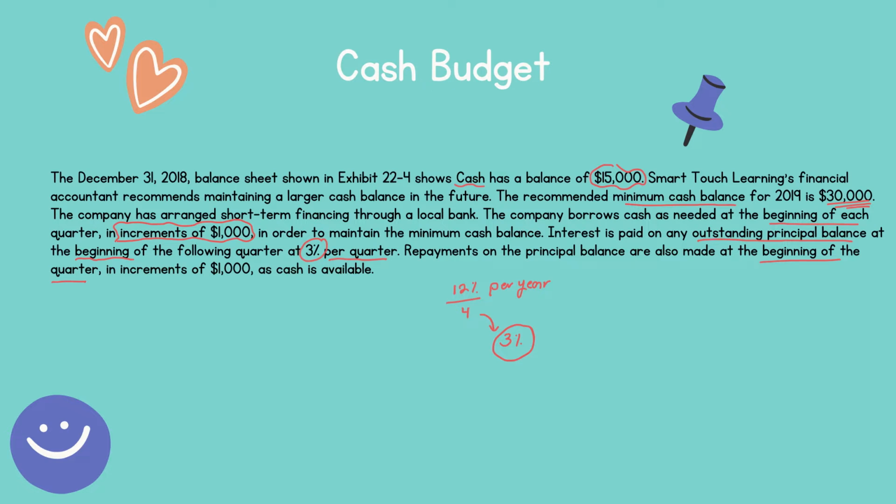Okay, repayments on the principal balance are also made at the beginning of the quarter in increments of 1,000 as cash is available. Okay, so if I need to repay my loan, I can also pay in 1,000 increments. So if I have, for example, I have excess of, let's say, 2,500 and I need to pay, let's say, 3,000, I cannot pay 3,000, I need to pay only 2,000. Okay, so when you borrow, you round up. When you repay, you round down. I'm gonna show you how we will do that in the cash budget.